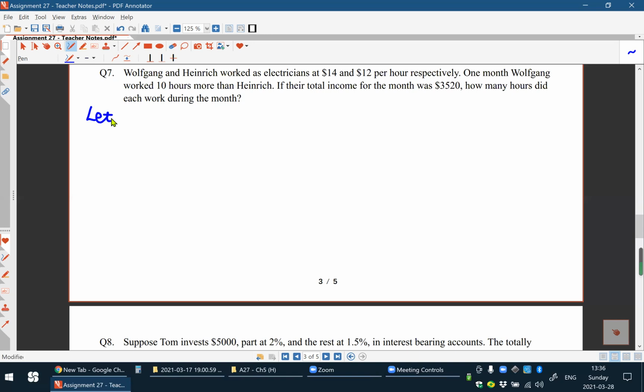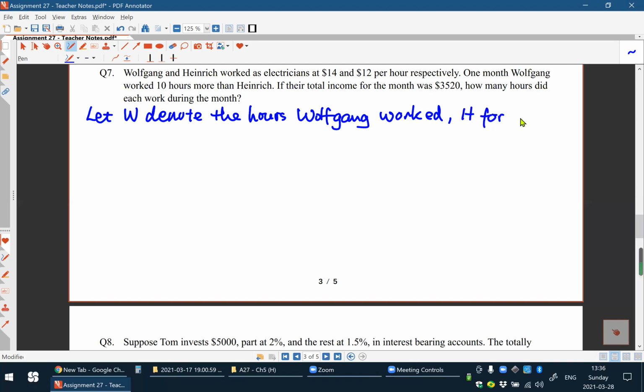Suppose we use a letter W to denote the hours Wolfgang worked, and H for Heinrich. Okay, and what information do we have here? First of all, we know that W is H plus 10, right? Because it says here, Wolfgang worked 10 hours more than Heinrich.